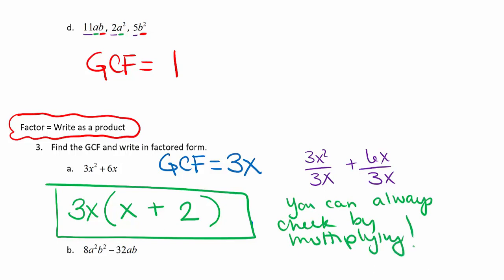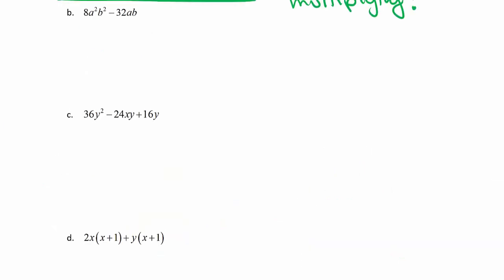Now, the great thing about factoring is you can always check your answer. I'm not going to do that here, but you could actually multiply. You could distribute the 3x and make sure you get what you started with. All right, let's take a look at a couple other examples.